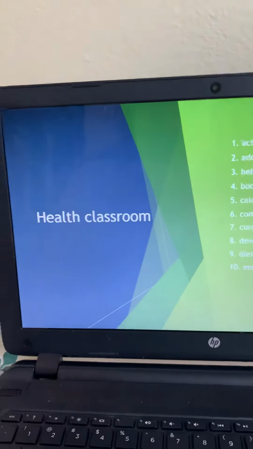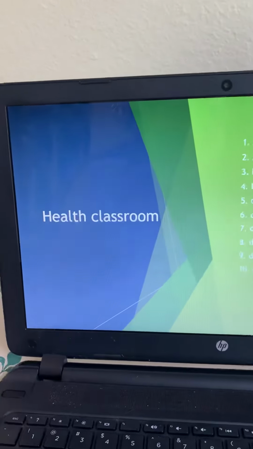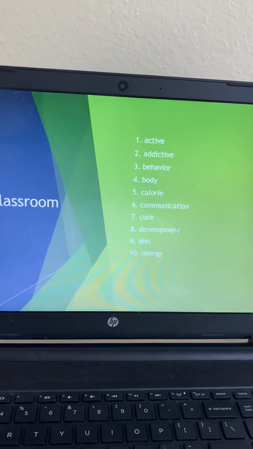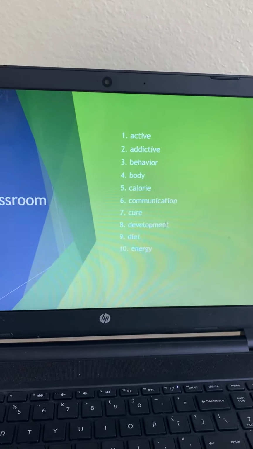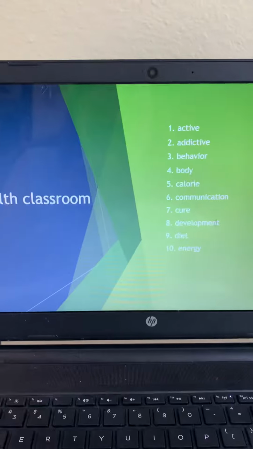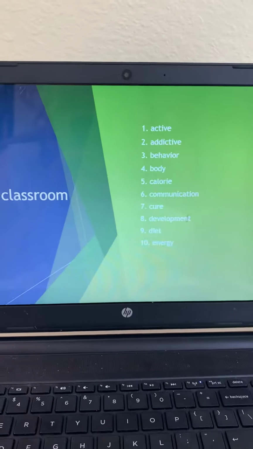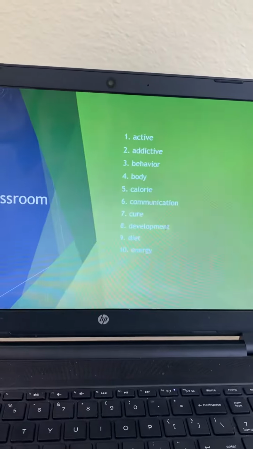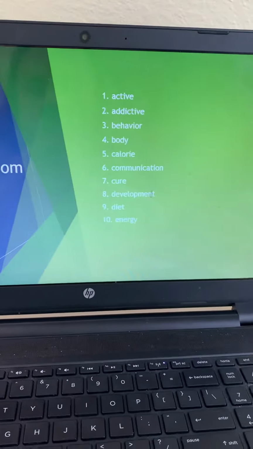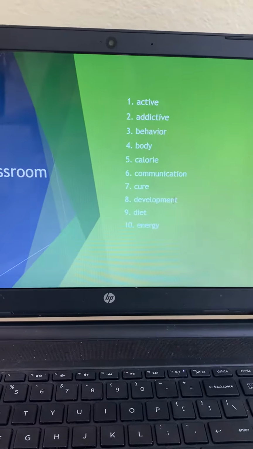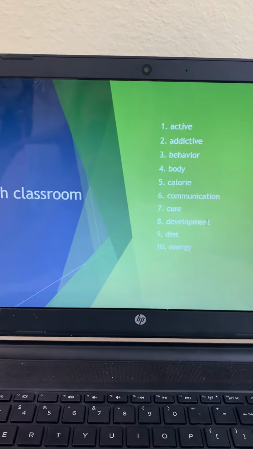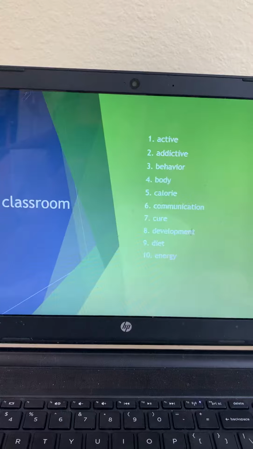In my health classroom, I will be using this strategy, and the words that I have chosen are active, addictive, behavior, body, calorie, communication, cure, development, diet, and energy. Now, in my classroom, I will have the students go through these vocabulary words. I will do an example for the word active, and then I will let them off on their own to do research, so they can find reliable websites, and then they will make their own little note sheet on how the vocabulary words are defined.